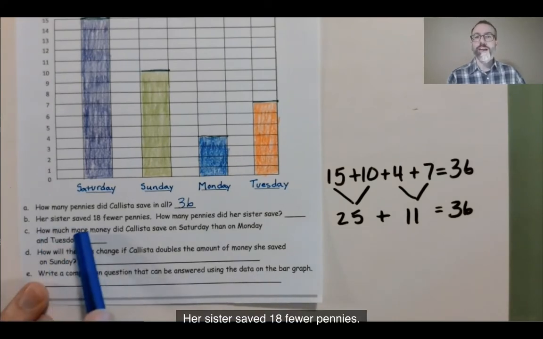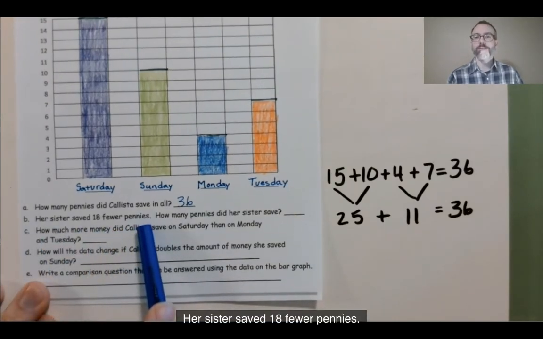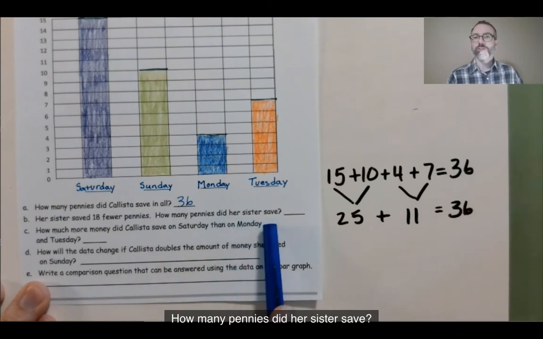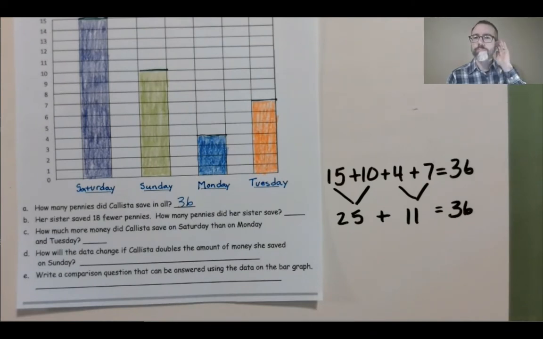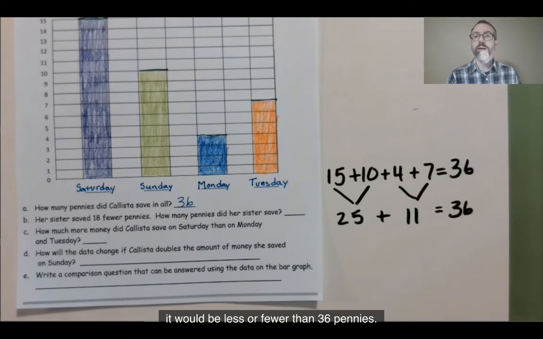Her sister saved 18 fewer pennies. How many pennies did her sister save? If her sister saved 18 fewer pennies, will she have saved more than 36 pennies or fewer than 36 pennies? If she saved fewer pennies, it would be less or fewer than 36 pennies.